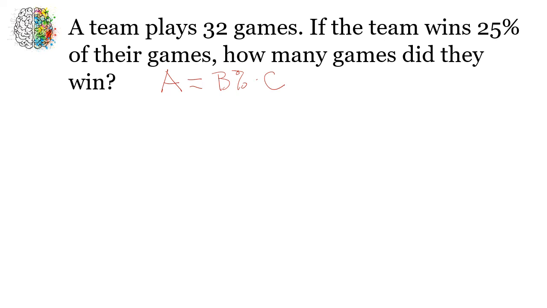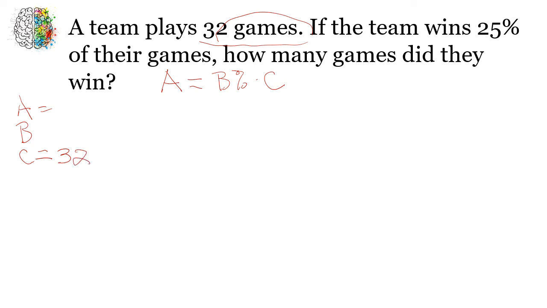So we want to identify what each of those parts are. A is the portion, B is my percent, and C is the total. So let's look at what we have. The first thing says the team plays 32 games. So 32 games, we want to ask ourselves, is that a total, a portion, or a percent? If it says the team plays 32 games, that is going to be the total number of games. So that means C is going to be 32 for the 32 games.